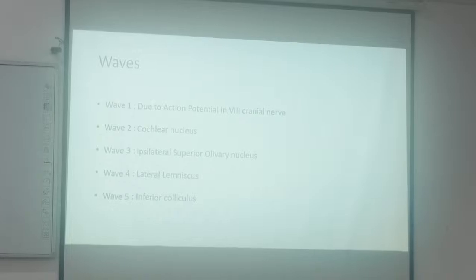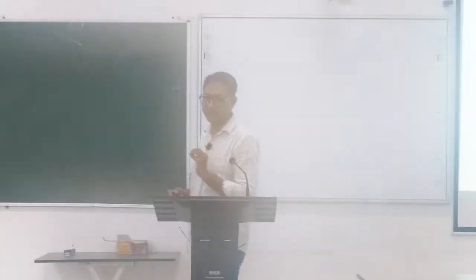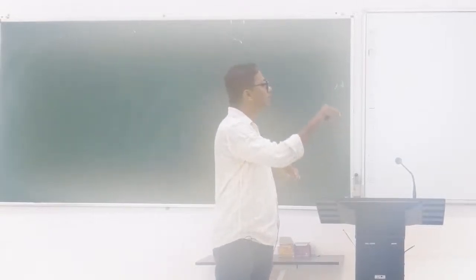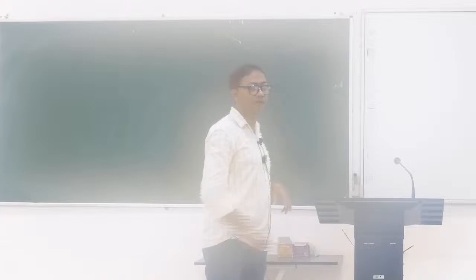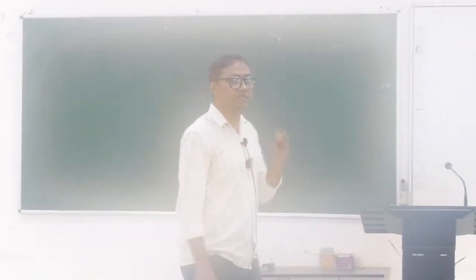Getting my point? In the impulse conduction from the cochlear nerve to the auditory cortex, we can detect with the help of auditory evoked potential the location of any pathology or damage in the auditory pathway. If there is any damage in the superior olivary nucleus, you will get only wave 1 and wave 2, and beyond that 3, 4, 5 will be absent. Similarly, if there is any lesion in the lateral lemniscus, you will get 1, 2, 3 and not 4 and 5. This is how you can detect the location of any lesion in the auditory pathway.